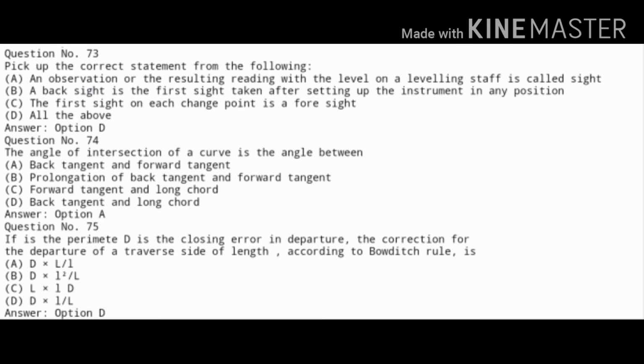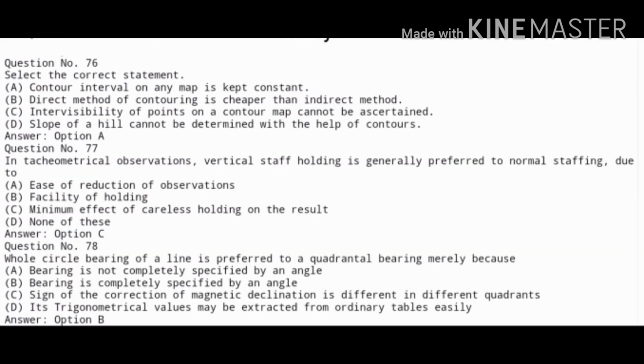The correction for the departure of a traverse side of length L according to the Bowditch rule is D into l by L. Pick up the correct statement. Contour interval on any map is kept constant.